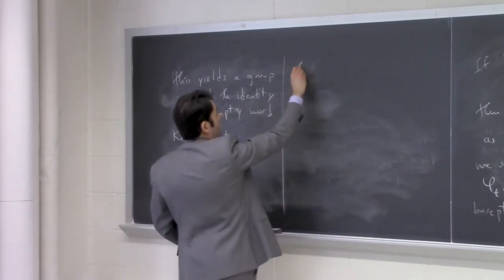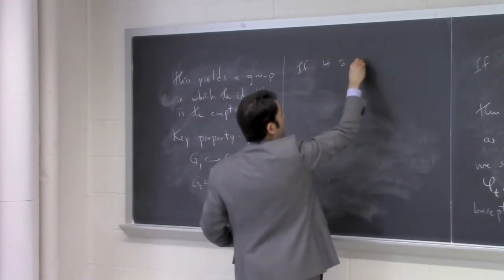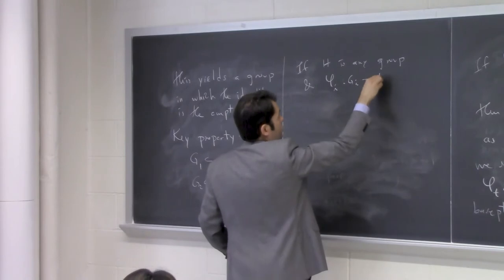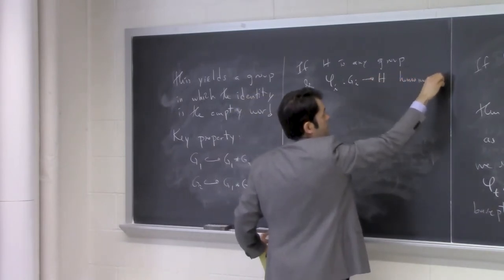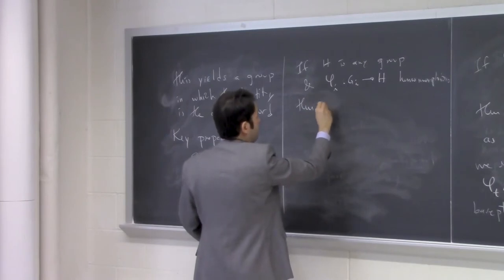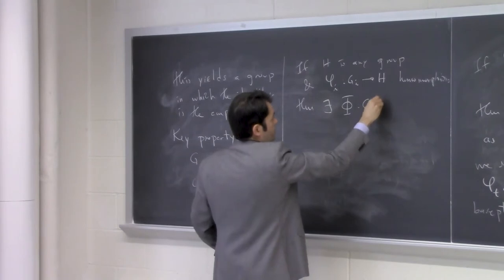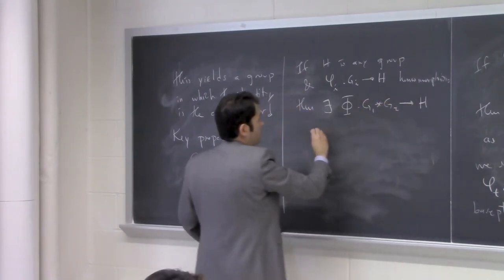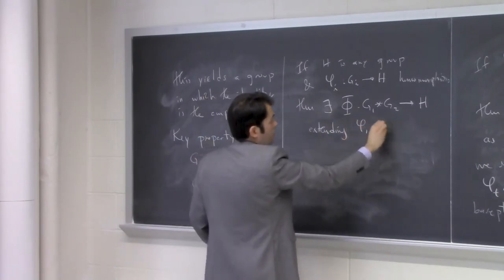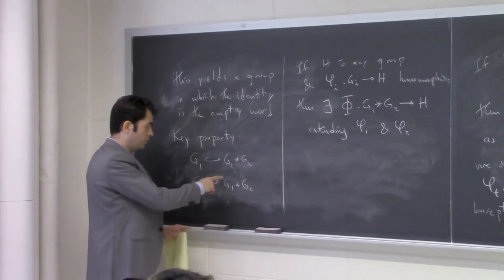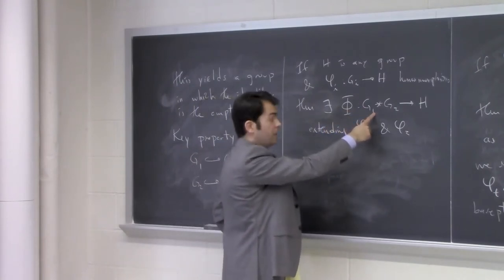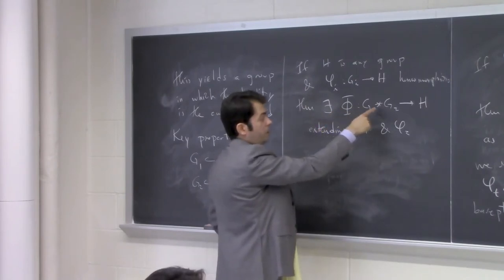And if you have any group H and phi_i from G_i to H are homomorphisms, then there's an obvious extension Phi from G1 star G2 to H, extending phi_1 and phi_2. If you view G1 as sitting inside the free product and you evaluate capital Phi on that subset, you get phi_1. And if you evaluate capital Phi on G2, you get phi_2.